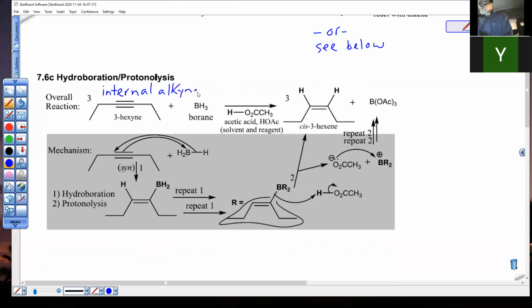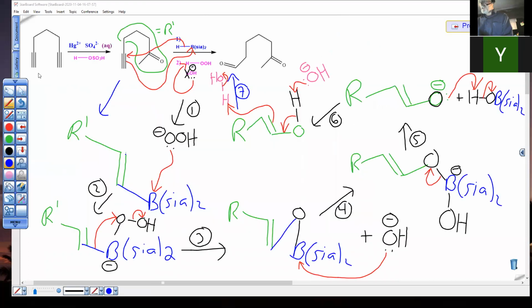Our previous alkynes today have been the ones on the end of a chain. Both of these are called terminal alkynes.